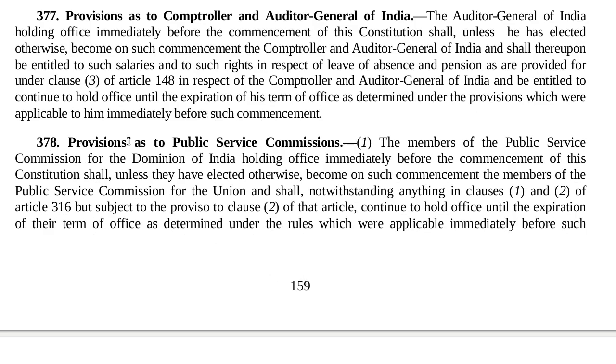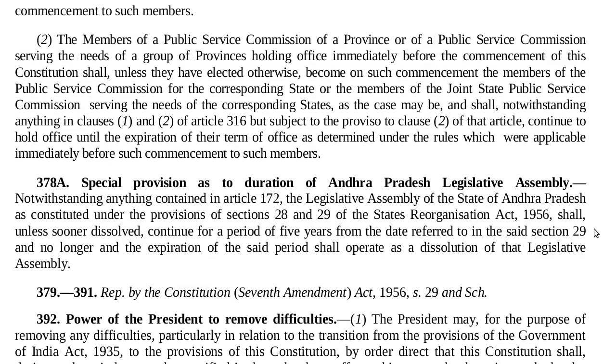Article 378, provisions as to Public Service Commissions. 1. The members of the Public Service Commission for the Dominion of India holding office immediately before the commencement of this Constitution shall, unless they have elected otherwise, become on such commencement the members of the Public Service Commission for the Union, and shall, notwithstanding anything in clauses 1 and 2 of Article 316 but subject to the proviso to clause 2 of that article, continue to hold office until the expiration of their term of office as determined under the rules which were applicable immediately before such commencement to such members.